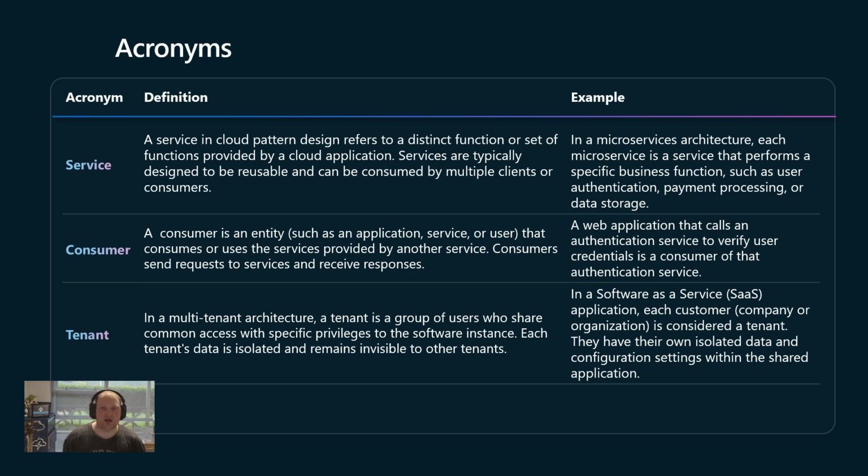Lastly, we have tenant. In a multi-tenant architecture, a tenant refers to a group of users who share common access to a software instance, but with specific privileges. Each tenant's data remains isolated from other tenants. In SaaS applications, each customer or organization is considered a tenant, ensuring that their data and configuration are kept separate within the shared application environment.